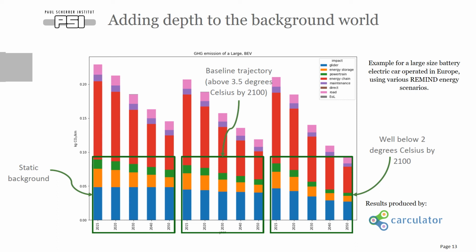That's because their emissions are driven by the extraction of certain metals and the production of steel, which in this case remain static. So the efficiency of producing steel in 2015 is exactly the same as in 2050. But in the middle and right sections of this bar graph, we use dynamic backgrounds produced by Premise. In the middle, we have a background that reflects a world in which we don't really do much about greenhouse gas emissions.